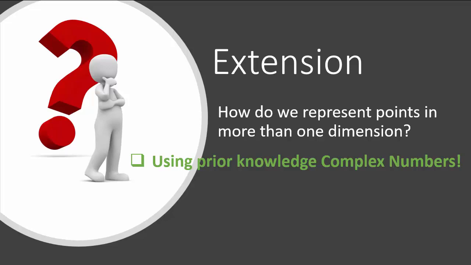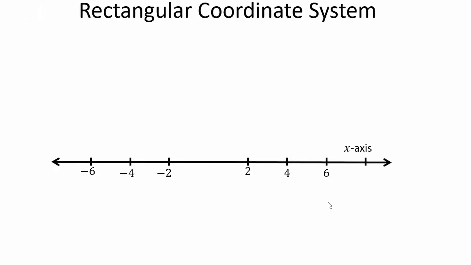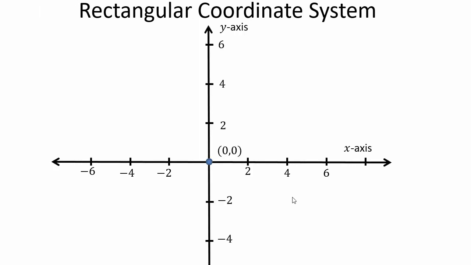So let's start with the Cartesian coordinate system. The rectangular coordinate system, or Cartesian coordinate system as it's referred to in honor of René Descartes, has a horizontal number line and a vertical number line that are perpendicular to each other. The intersection of the two number lines is called the origin or reference point, and we label it as (0, 0) in parentheses.